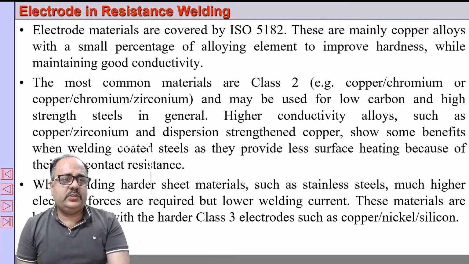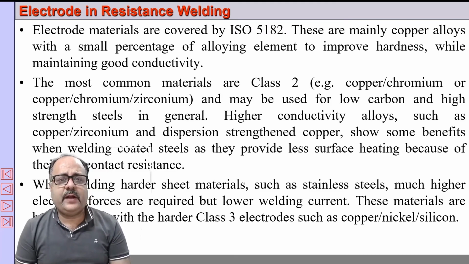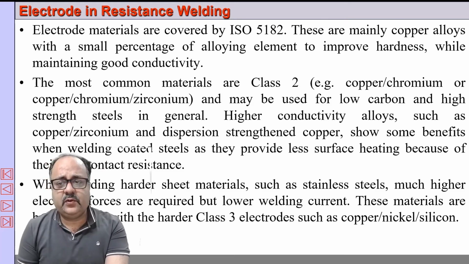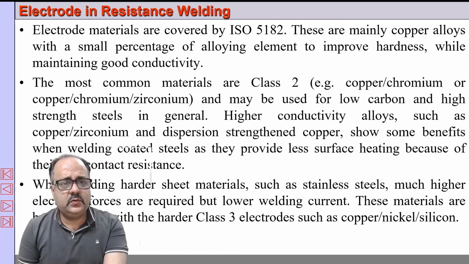So what are the electrodes that are used? We normally use copper electrodes, which are covered by ISO 5182. There are two types, class 2 and class 3, which are most commonly used. Class 2 consists of copper alloyed with chromium or chromium zirconium, and class 3 is alloyed with nickel and silicon. Class 2 is normally used for low carbon and high strength steel, and for harder materials like stainless steel, we use class 3, that is, copper alloyed with nickel and silicon.